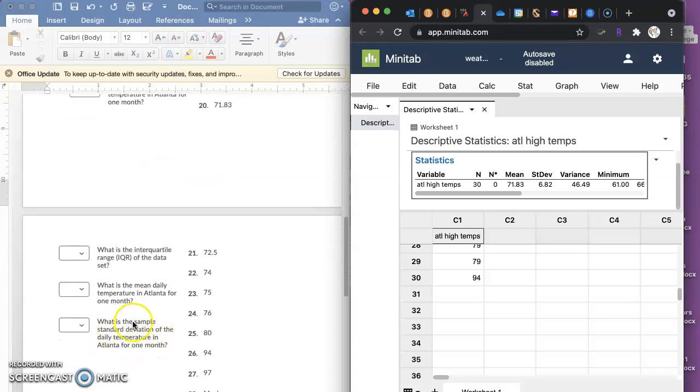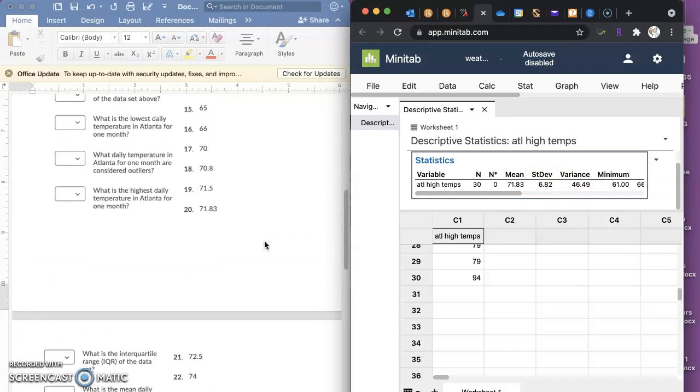What is the sample standard deviation? So what this number tells us for this sample of temperatures is how they deviate from the mean, or how spread out they are. And that number is 6.82. Okay, so I told you we would go back and talk about outliers.